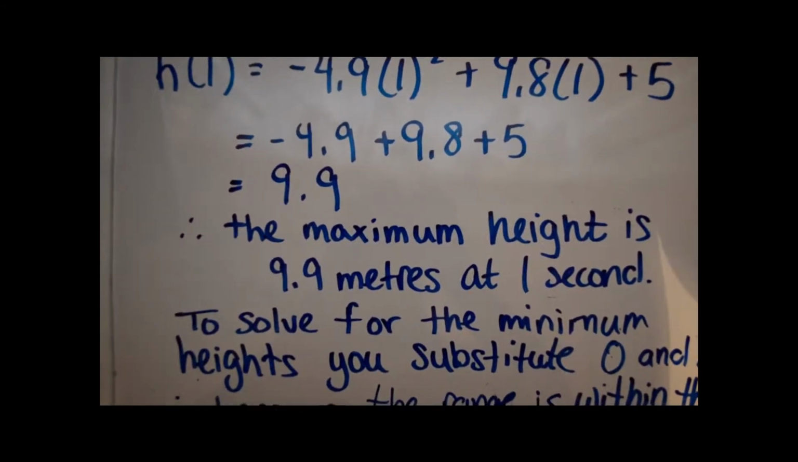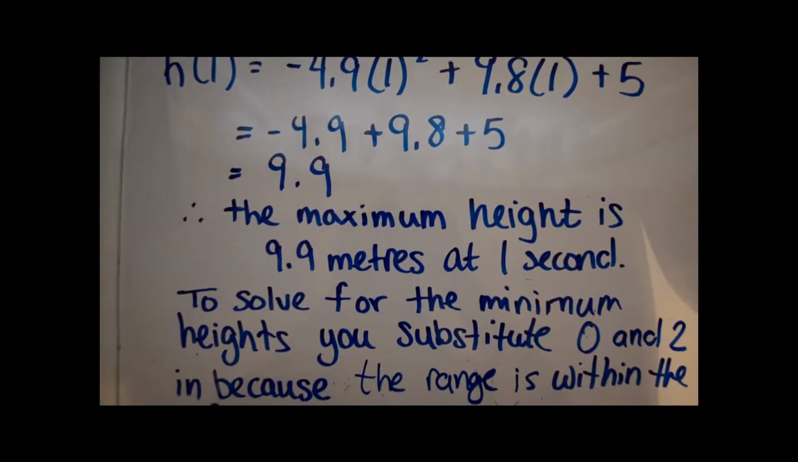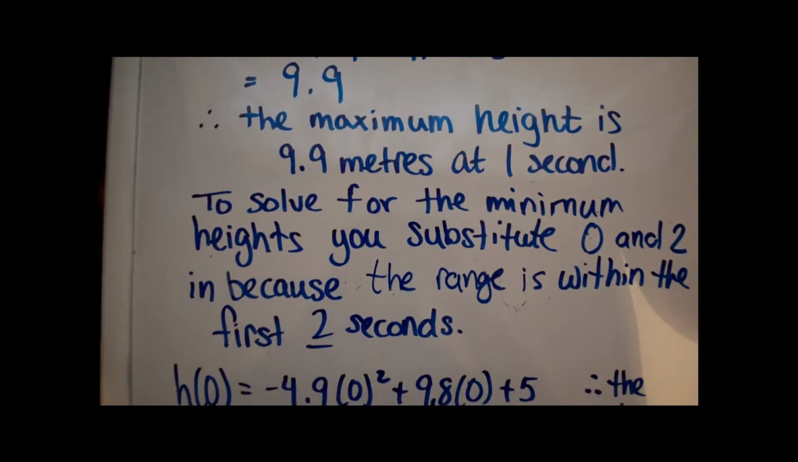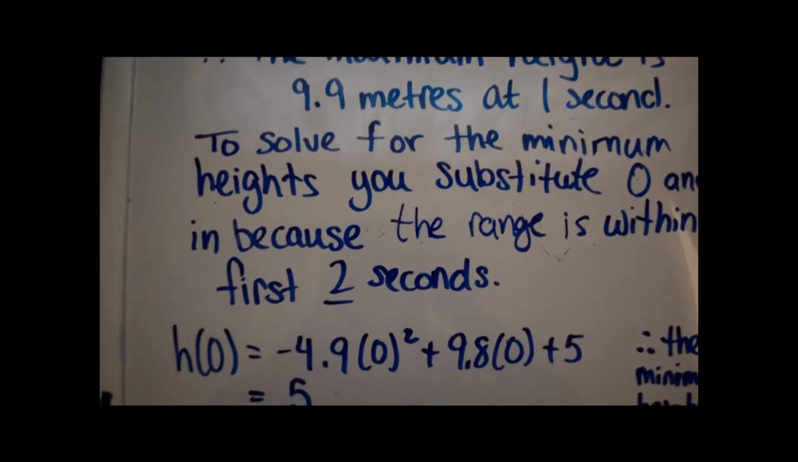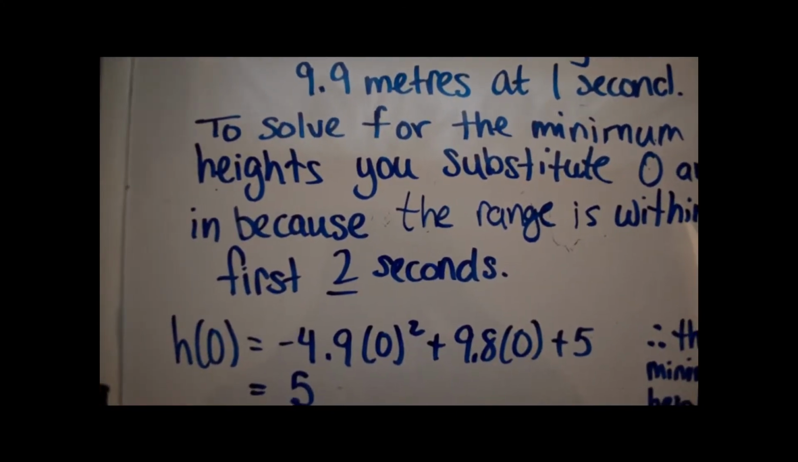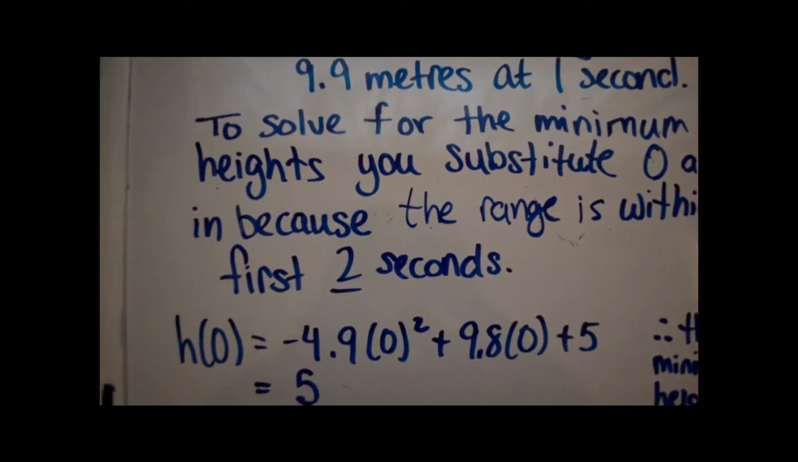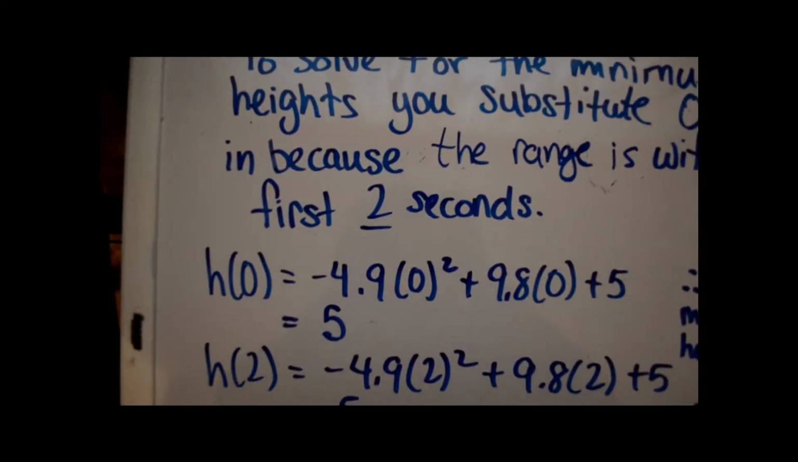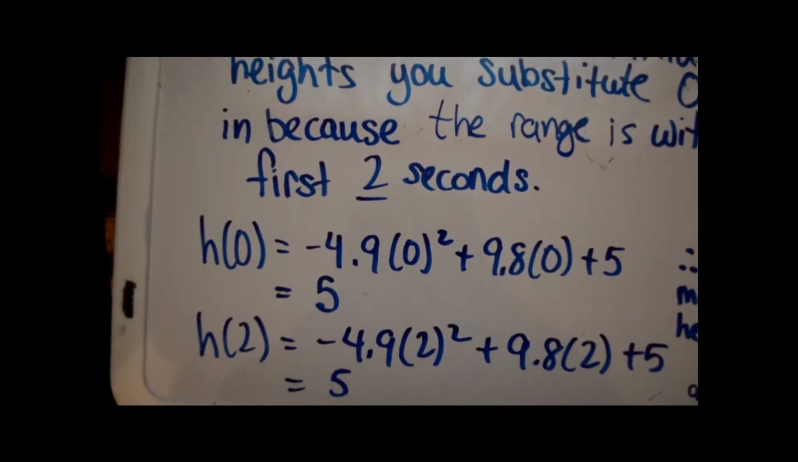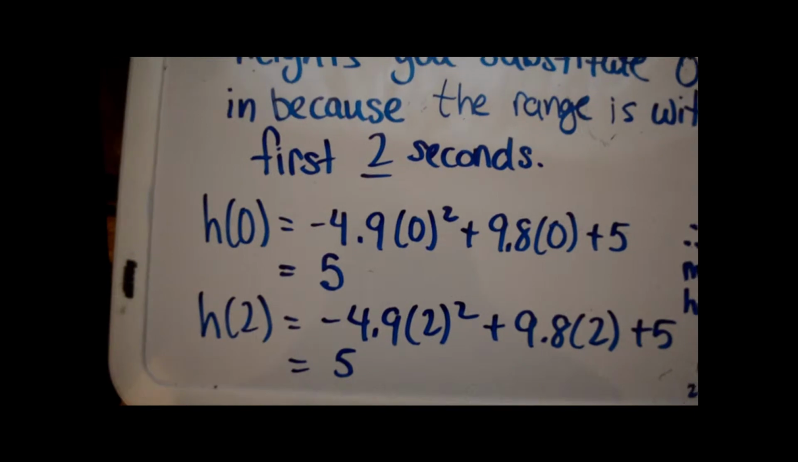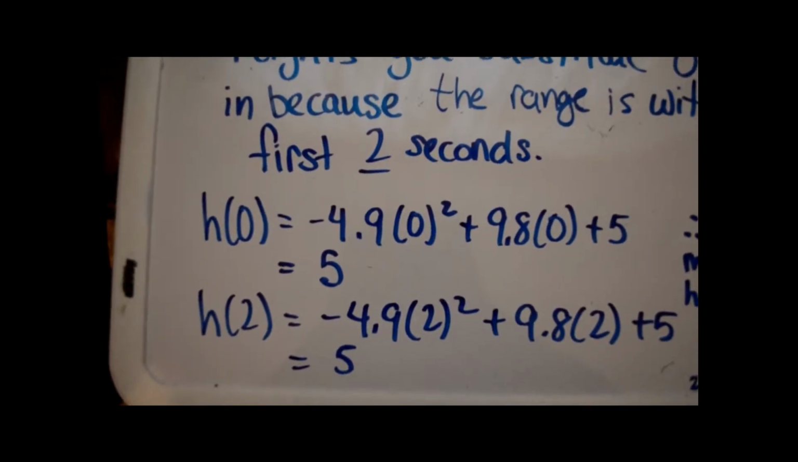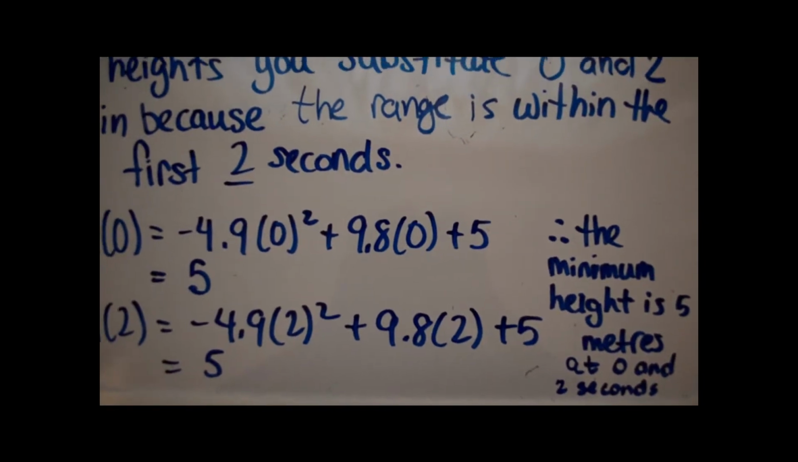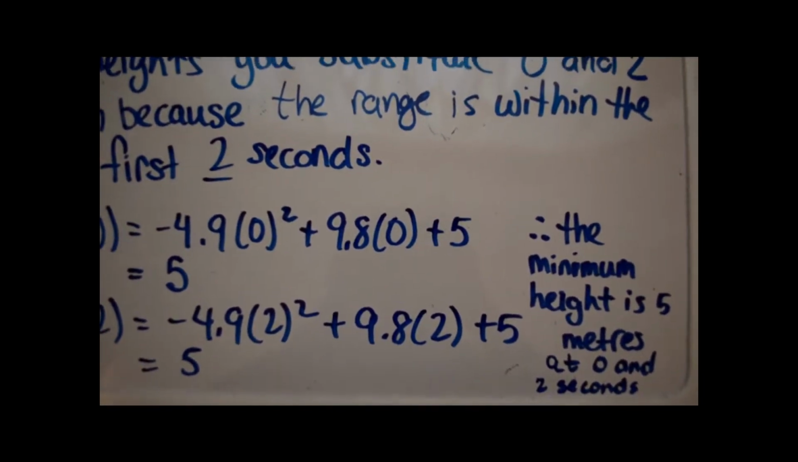To solve for the minimum heights, you substitute 0 and 2 in because the range is within the first 2 seconds. So h at 0 equals negative 4.9 times 0 squared plus 9.8 times 0 plus 5, which equals 5. h at 2 equals negative 4.9 times 2 squared plus 9.8 times 2 plus 5, which also equals 5. So therefore, the minimum height is 5 meters at both 0 and 2 seconds.